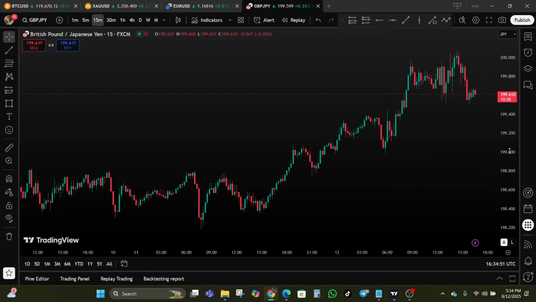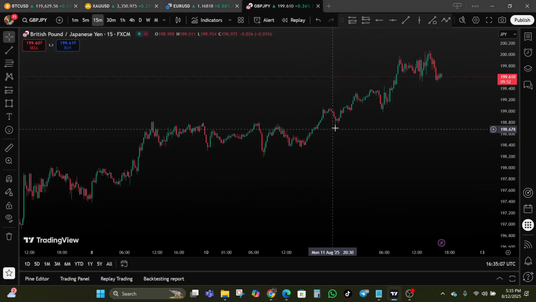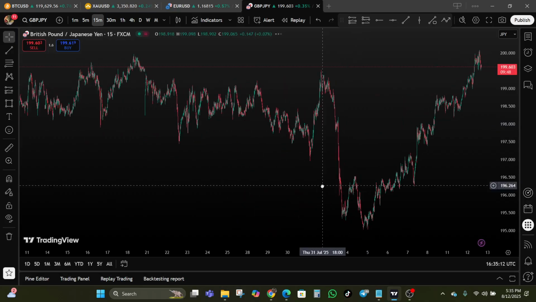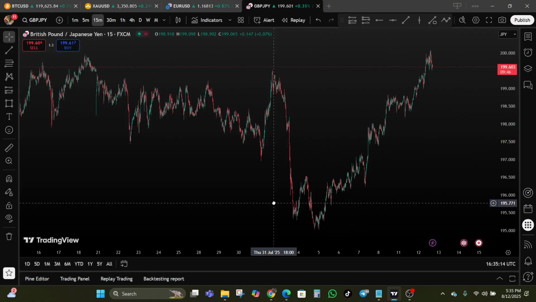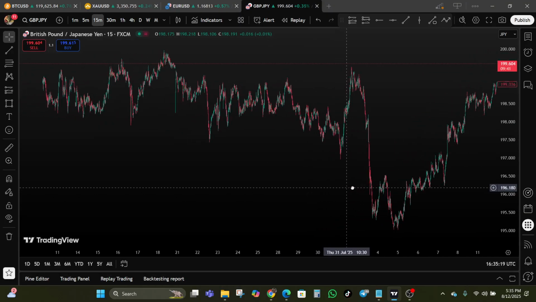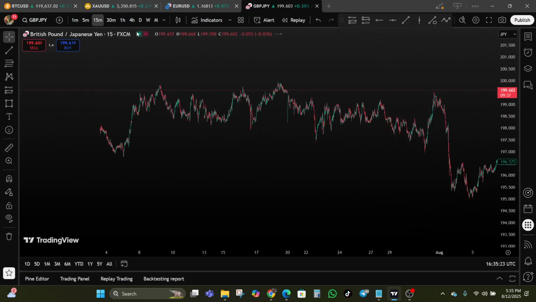All right. So, what exactly are liquidity sweeps? We need to understand this concept and understand it properly. Liquidity sweeps occur when the market pushes into key levels, usually above highs or below lows, to trigger stop loss orders and then reverses back in the original direction.